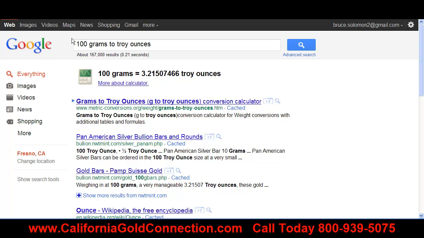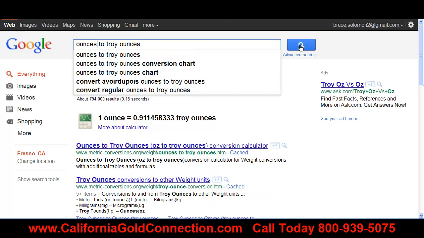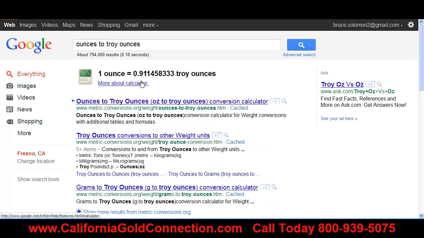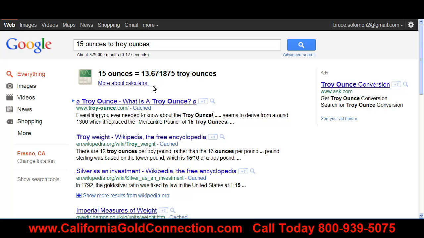And for any value, just remember to put whatever quantity you have. Now let's do this one real quick, just so you've got it. Let's do ounces to troy ounces. 1 ounce equals 0.911 troy ounces. So if you're weighing something on a letter scale, which a lot of people have, and you've got 15 ounces, how many troy ounces does that equal? Well, 15 ounces equals 13.67 troy ounces.